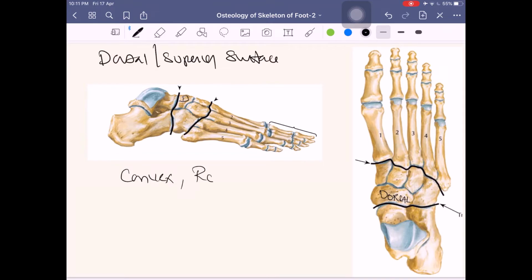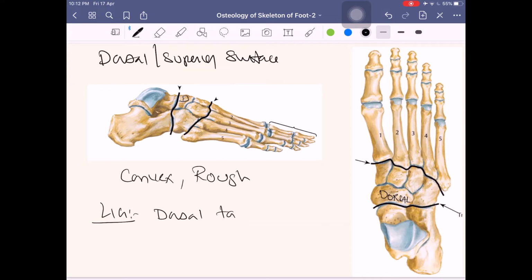So it is convex, and even if you see, it is rough. Yeah, the dorsal surface is rough and convex. It provides attachment to a ligament. A ligament is attached here, and since it is a dorsal surface, it is called dorsal.